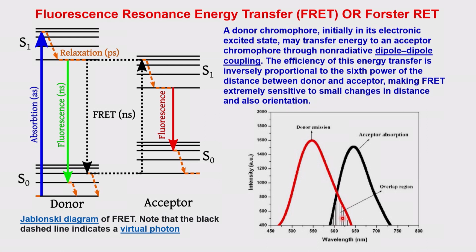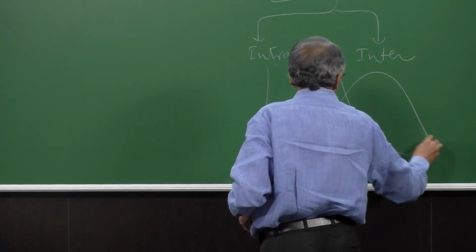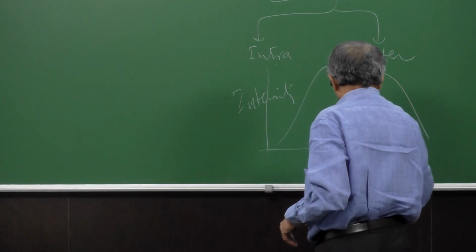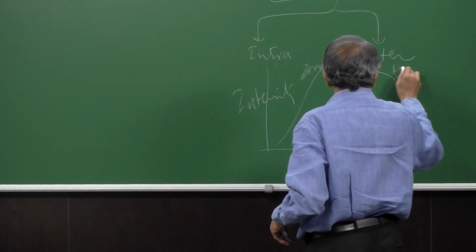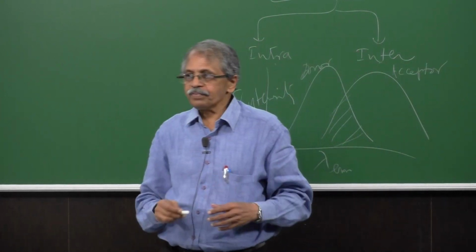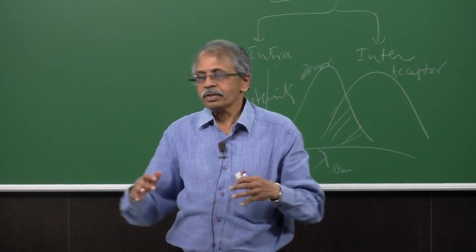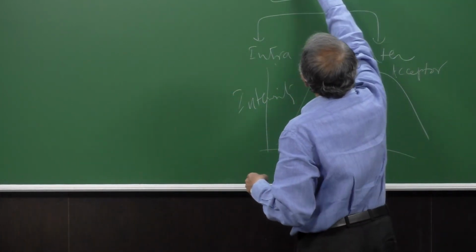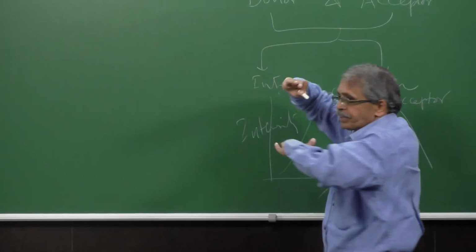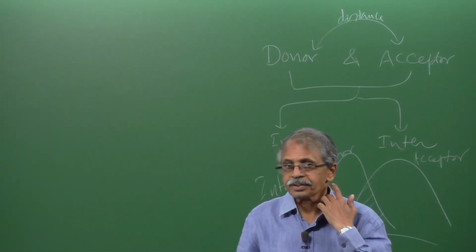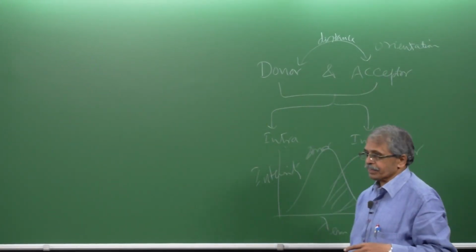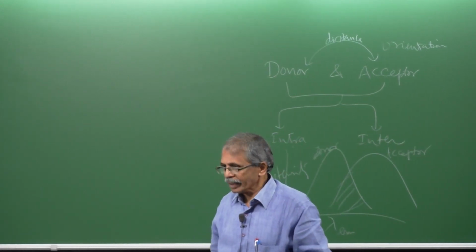Now you see that there is a region of overlap. You have to have a greater overlap to get a greater effect. So this is intensity, and this is the lambda of the emission. This is for the donor, and this is for the acceptor. So to have FRET, you should have this overlap. The greater the overlap, the greater the FRET efficiency. And not only that, this also depends upon the distance between them. So the distance is also important, and the orientation of these, because of the orbital orientations. The distance and the orientation, all of these parameters affect the fluorescence resonance energy transfer, the FRET aspect of it.